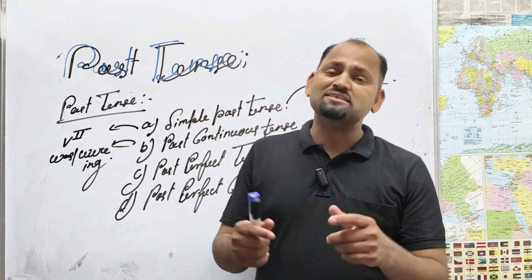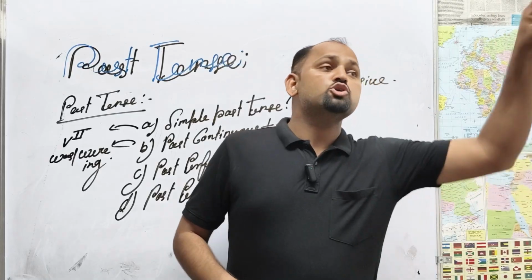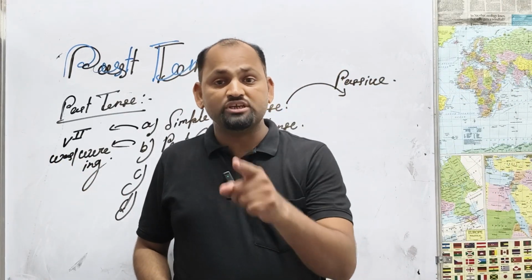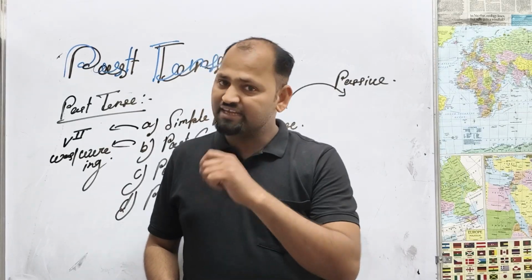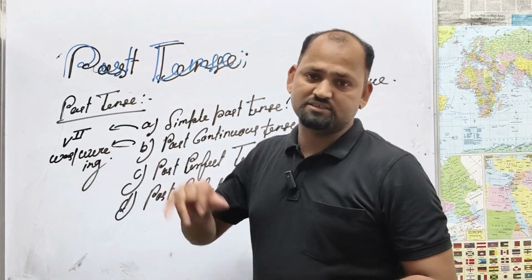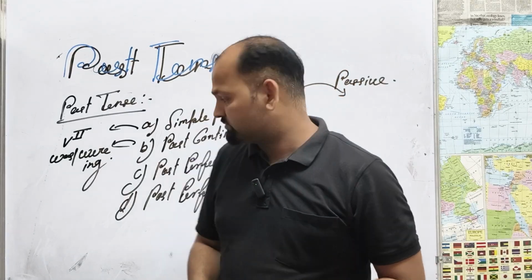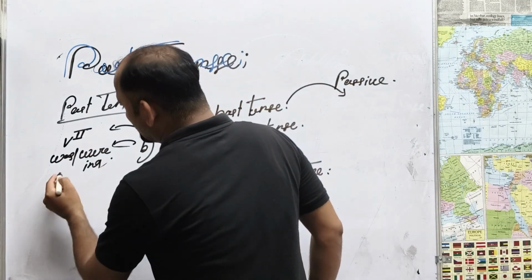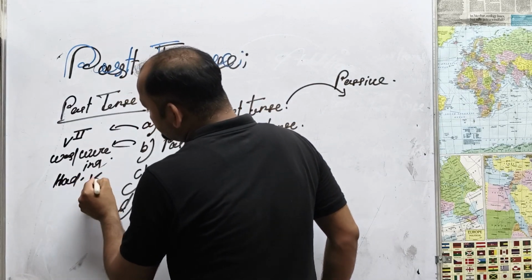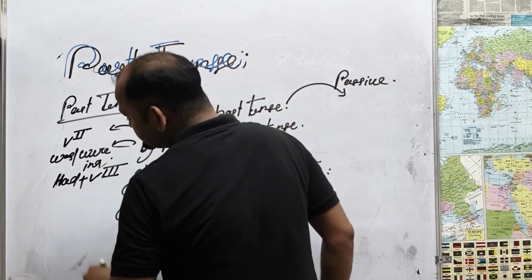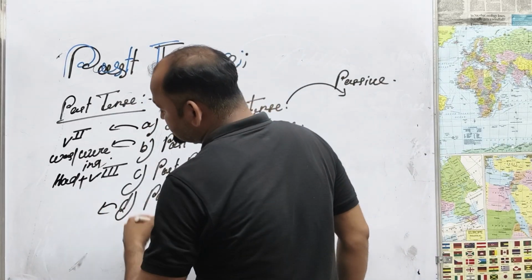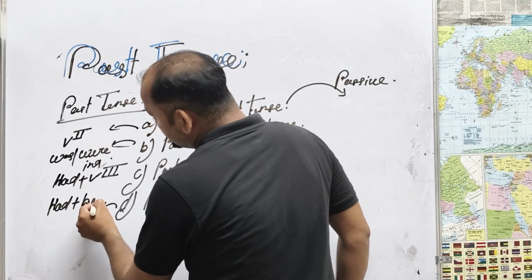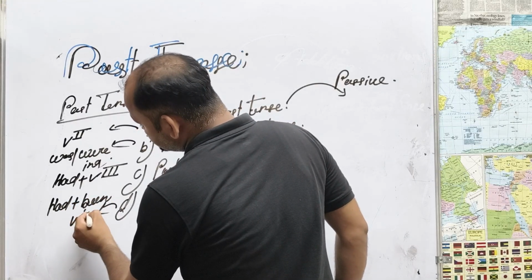Second, the past continuous tense, where you express continuity in the past. Here you have to use the ing form of verb, that is, was or were plus verb ing form. In past perfect tense, don't forget to use had plus verb third form. It is a most relevant topic. And in past perfect continuous tense, we use had plus been plus verb ing form.